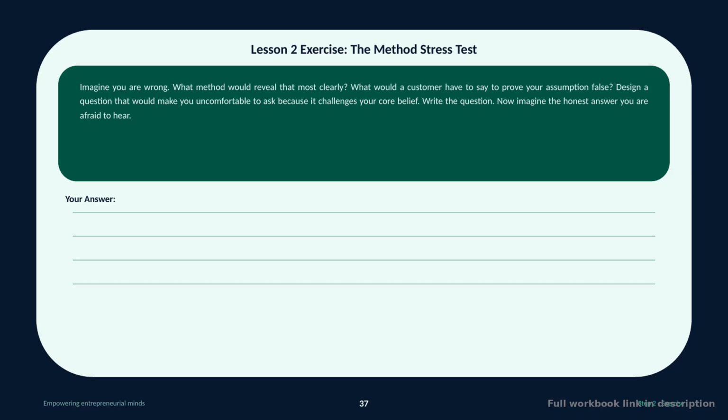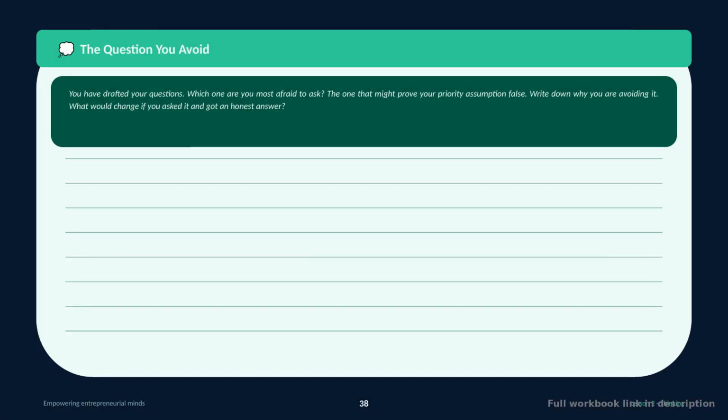Write that down too. For reflection, you have drafted your questions. Which one are you most afraid to ask? The one that might prove your priority assumption false. Write down why you are avoiding it. What would change if you asked it and got an honest answer?